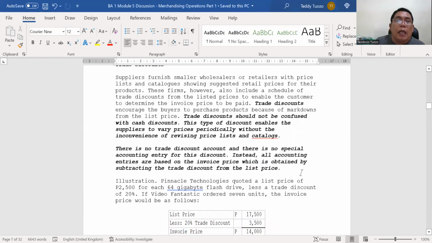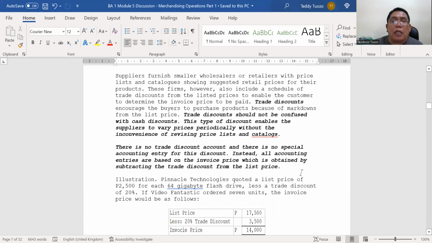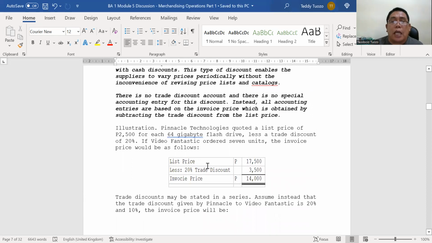Okay. There's no trade discount and there is no special accounting entry for this discount. If the trade discount is given, this is an example of a trade discount. The price that is the basis of the trade discount is what we call the list price. So it's not the invoice price, which is issued with the receipt. So, list price, less 20% trade discount.